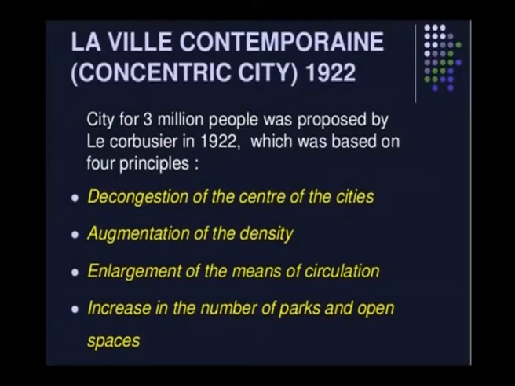If you look at the concept of the concentric city, which was proposed in 1922, this was a city for 3 million people and was based on four principles: decongestion of the center of the cities, augmentation of the density, enlargement of the means of circulation, increase in the number of parks and open spaces. So, even though Corbusier did not want the urban city to look like a rural city or a rural dwelling unit, he was very particular that there would be adequate green space, lung space, a lot of parks.